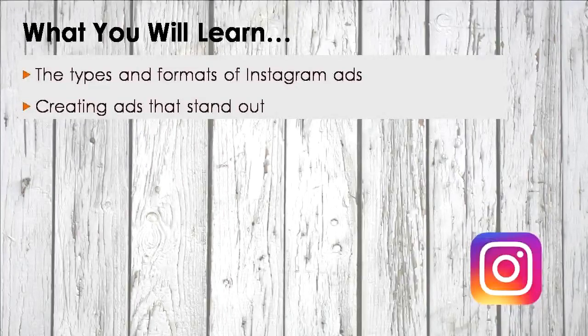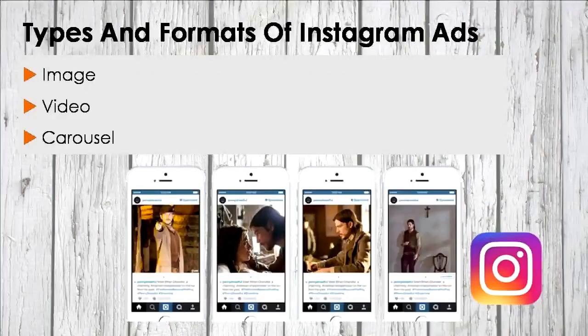Businesses now have the option to not only increase brand awareness, but also to increase website visits and offline sales through Instagram ads. There are 3 types of sponsored Instagram ads: image, video, and carousel. All 3 include a clickable Learn More button that directs followers to your website.